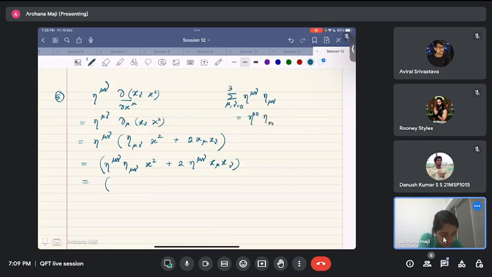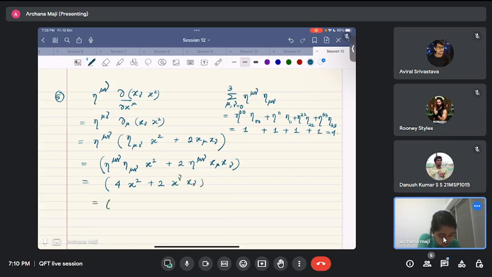Eta 0 0, eta 1 1, plus, what is it? This is 1, minus 1 times minus 1, 1, minus 1 times minus 1, 1, so this is equal to 4. Okay, so this is 4x square plus this quantity is nothing but x nu, which is x square. So this is 4x square plus 2x square, which is 6x square. Let me know if you have any confusion.